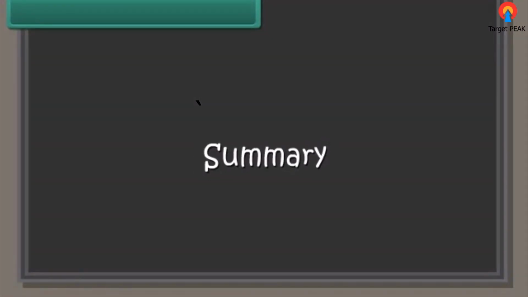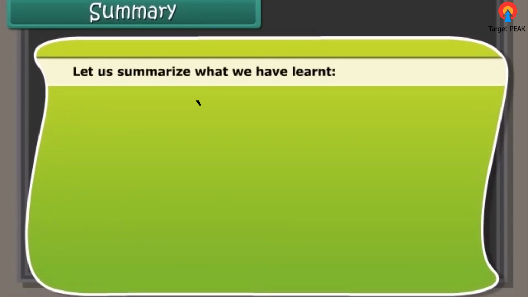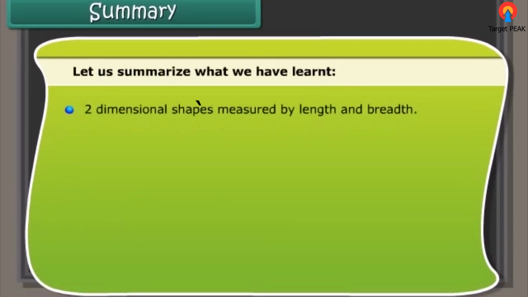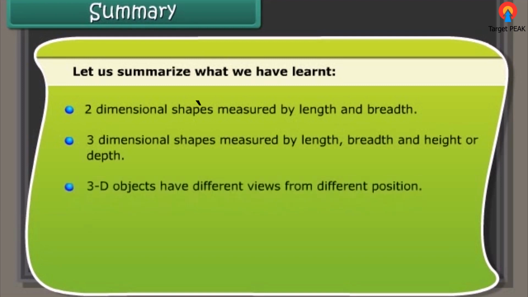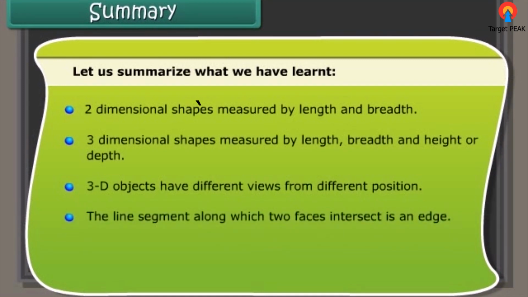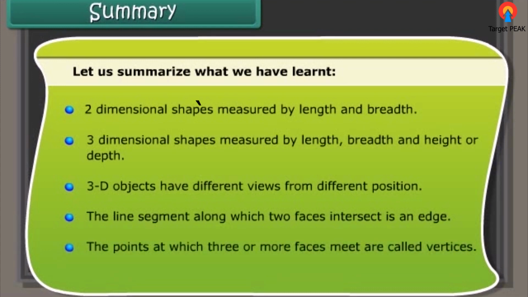Summary: let us summarize what we have learned. Two-dimensional shapes are measured by length and breadth. Three-dimensional shapes are measured by length, breadth and height or depth. 3D objects have different views from different positions. The line segment along which two faces intersect is an edge. The points at which 3 or more faces meet are called vertices.